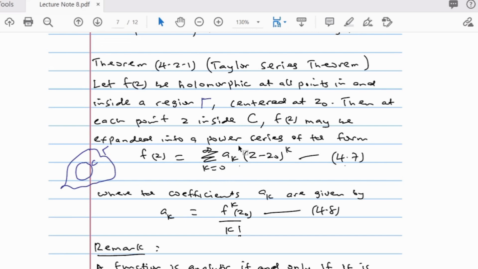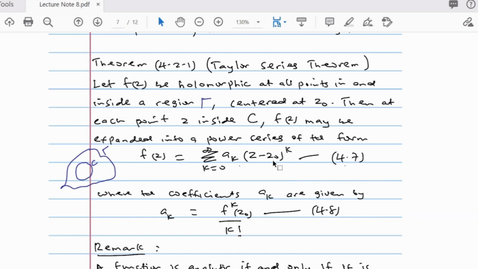So how do you compute your a of k? This is the formula for computing a of k. So a of k means you differentiate f k times, evaluate at z naught, over k factorial. So if you want to compute a of 0, it is just f of z naught. A of 1 means differentiate f once, put z naught, over 1 factorial. So 4.7 is what I call the power series of f of z at z0.